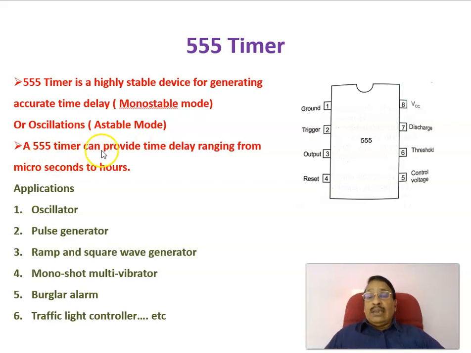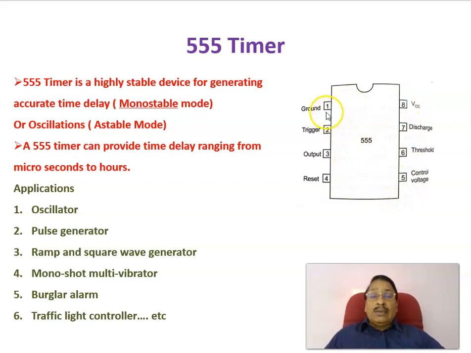A 555 timer can provide time delay ranging from microseconds to hours, which can be provided by using monostable mode. In astable mode, it can work as an oscillator. A continuous square wave can be generated using 555. Basically, the 555 is an IC. It is an 8-pin IC.